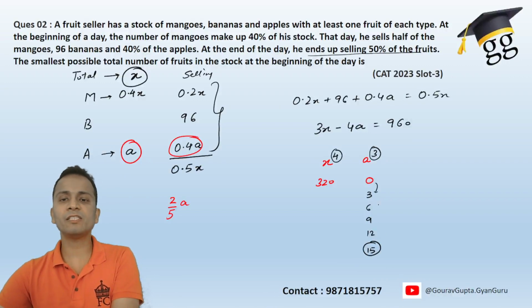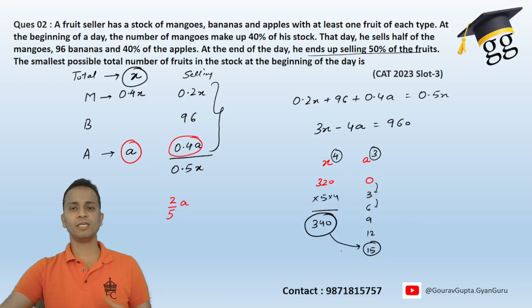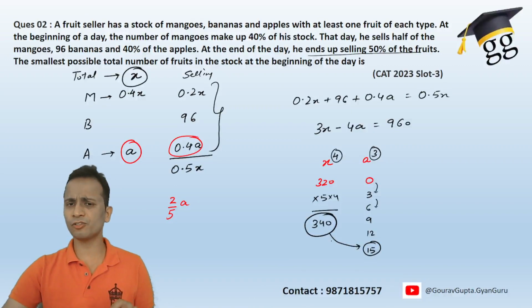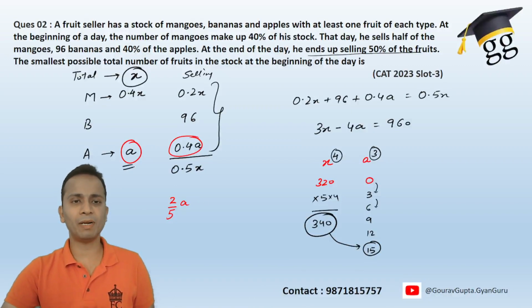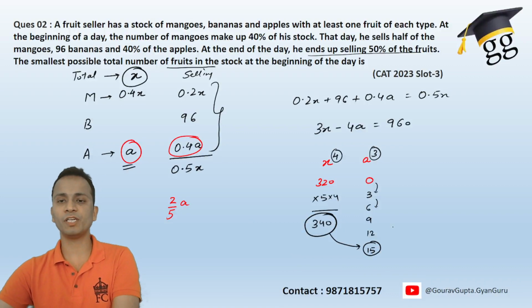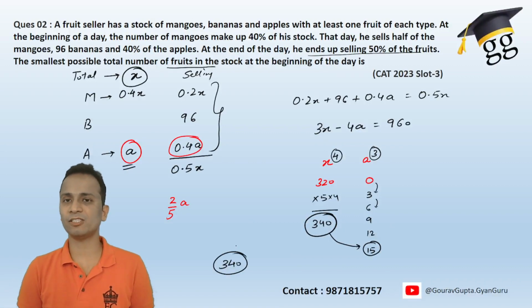So I have increased the value of A 5 times. So X का value भी 5 times increase कर दो. That means 5 into 4. That is 340. So if the value of X is 340, the value of A will be 15. Now we'll check if this value satisfies the other things. So X is 340, A is 15, is a multiple of 5. Yes, it has satisfied. So the smallest possible total number of fruits in the stock at the beginning of the day will become 340. All right. So 340 is the answer of this question.